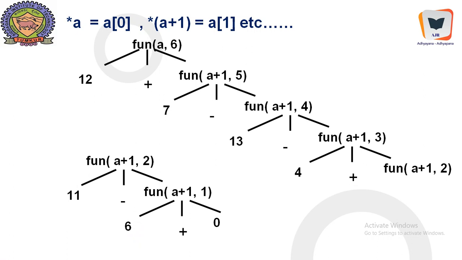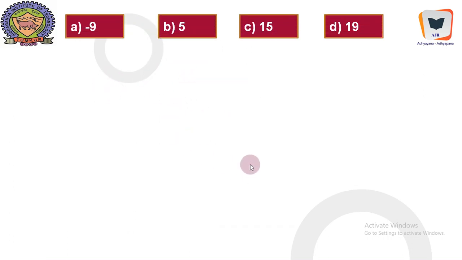6 plus 0, 6. Then 11 minus 6 is 5. Okay. 4 plus 5 is 9. 13 minus 9 is 4. 7 minus 4 is 3. 12 plus 3 is 15. Okay, the 15 should be the answer.